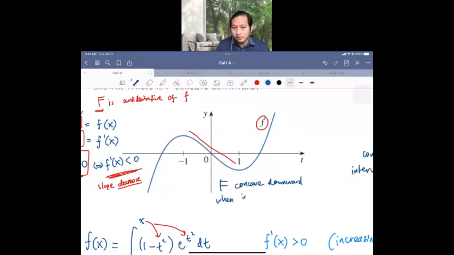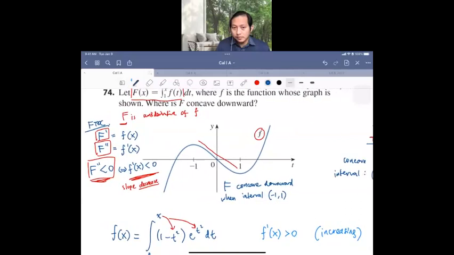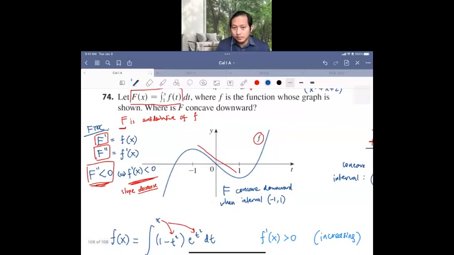So the big F is concave downward when the interval is -1, 1. Yeah, that's it. Any questions?